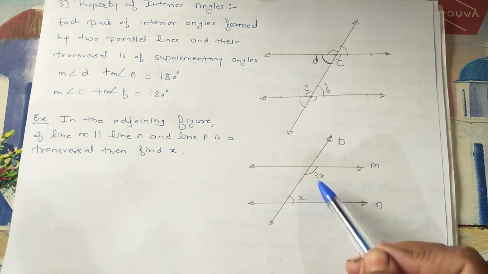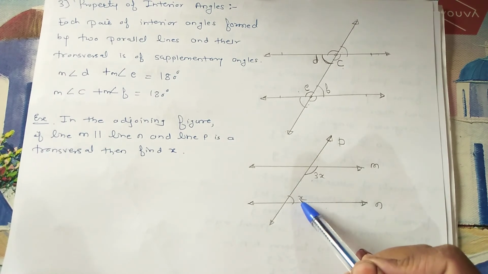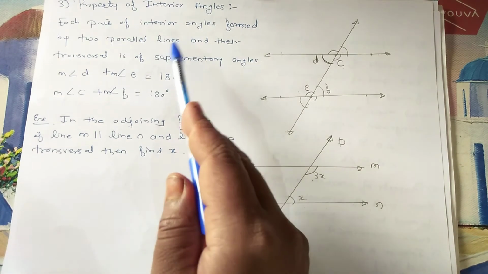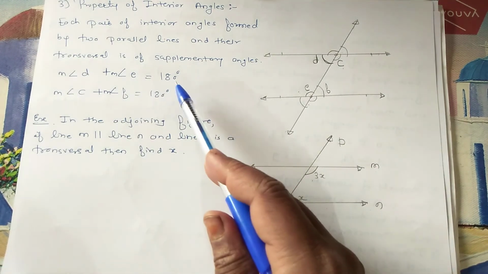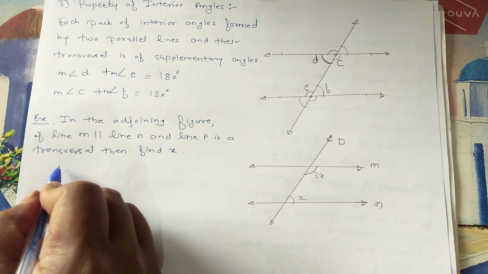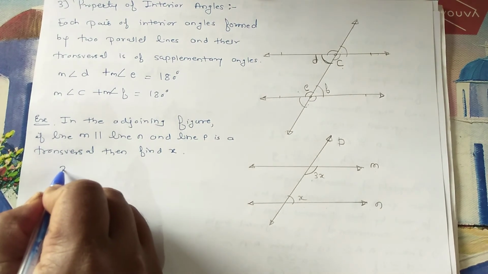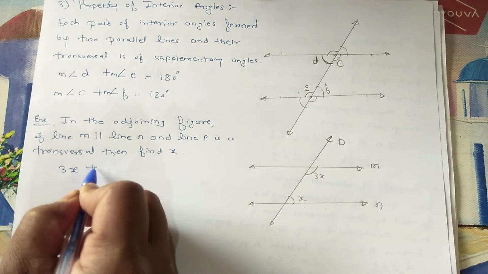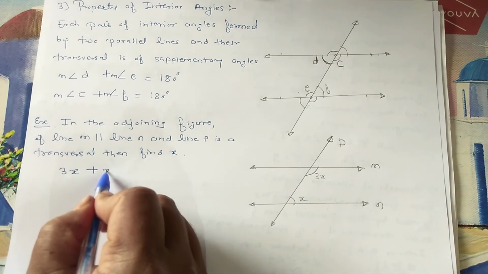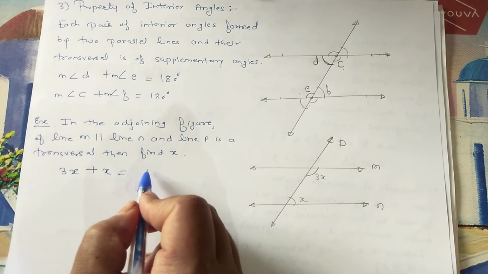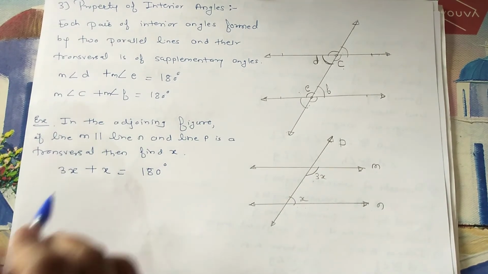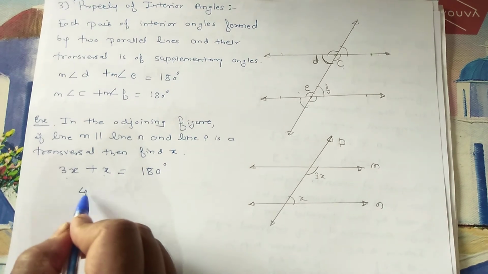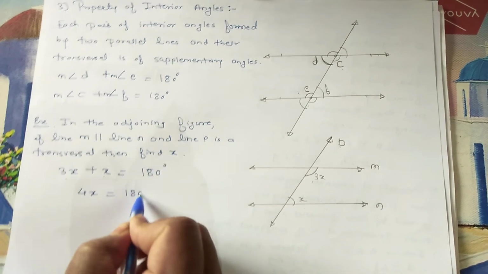Here these two given angles are interior angles. So here we are using the property of interior angles that we just studied, that is, the sum of interior angles is equal to 180 degrees. So here this 3x plus this x, which are supplementary angles, and the sum of these angles is equal to 180 degrees. So 3x plus x is equal to 4x, equals 180 degrees.